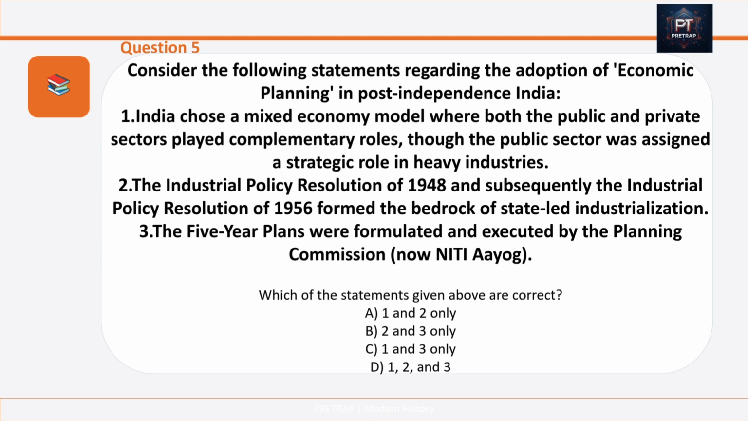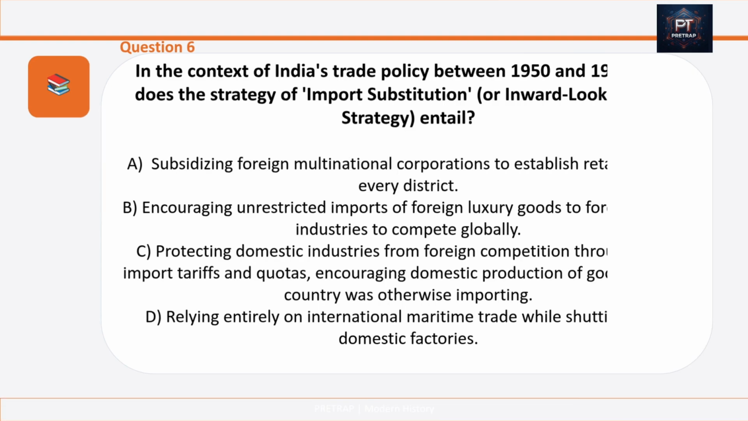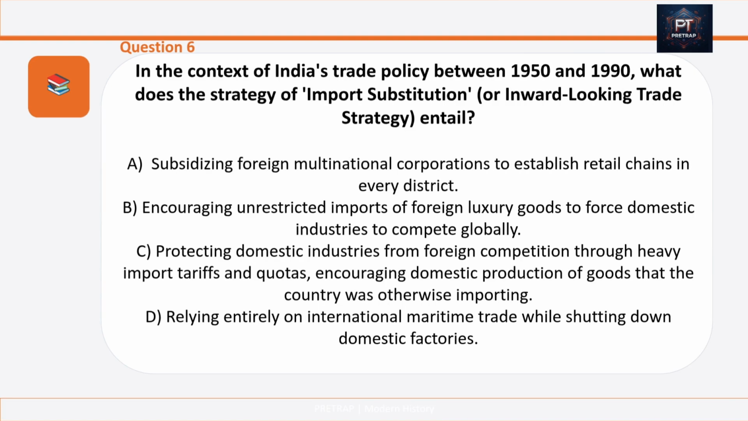Number 3. The 5-year plans were formulated and executed by the Planning Commission, which is now known as Niti Aayog. Which of the statements given above are correct? And the answer is option D, all are correct. Question number 6 is, in the context of India's trade policy between 1950 and 1990, what does the strategy of import substitution or inward-looking trade strategy entail?